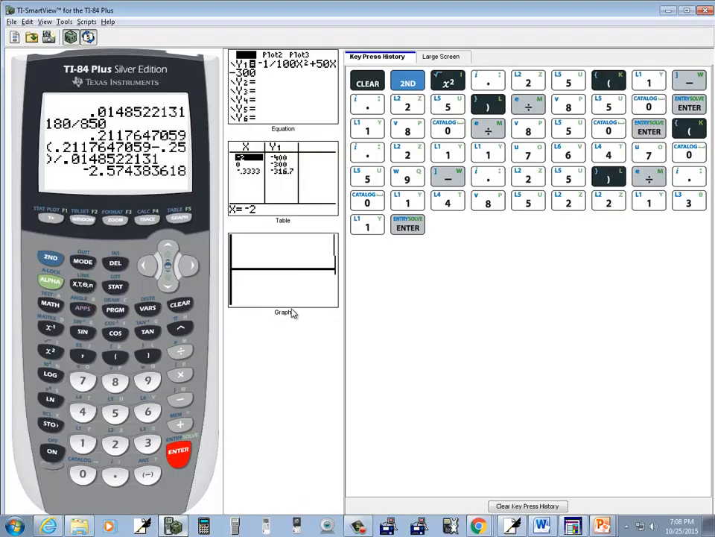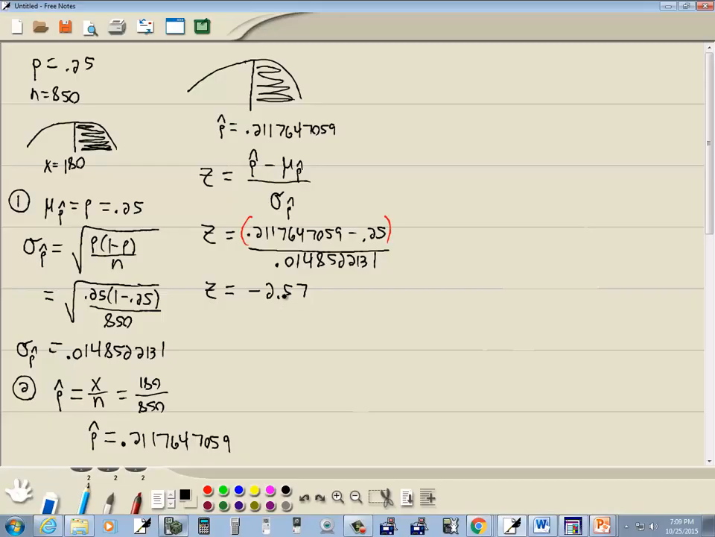2.57. The reason why we round this to 2 decimal places is because the tables for the normal distribution in the book are rounded to 2 decimal places. So our answer comes closer. Still maybe a little bit off if you do it by hand. Okay, now our picture has changed. It still looks exactly the same, but instead of there being a p hat underneath, we've got a z underneath. Z is equal to negative 2.57.